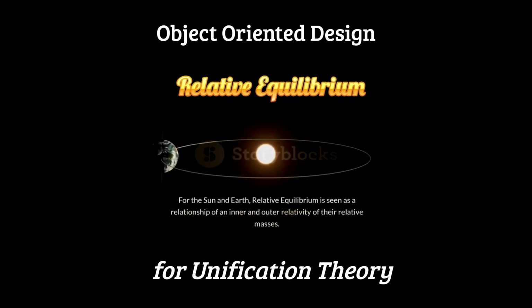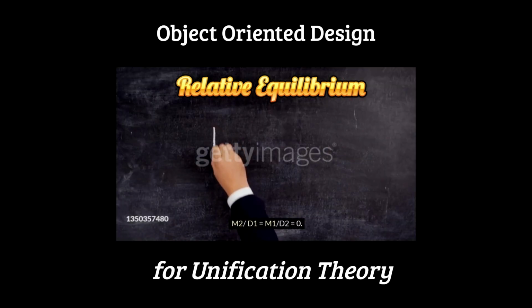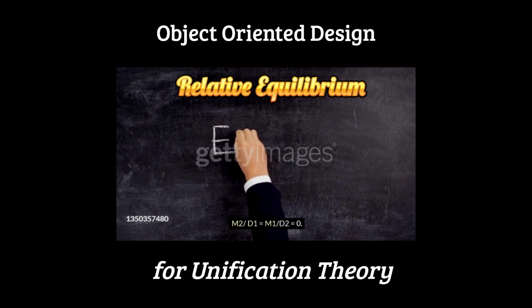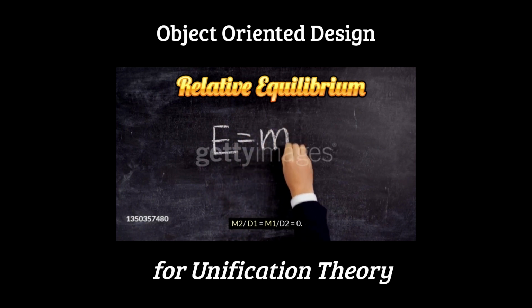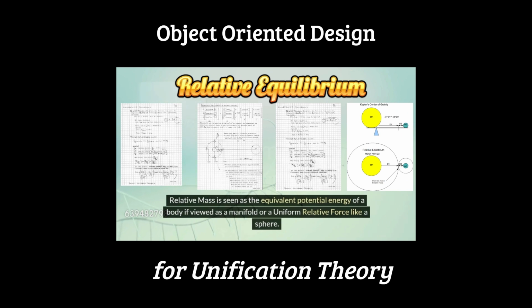For the Sun and Earth, relative equilibrium is seen as a relationship of an inner and outer relativity of their relative masses. They have a shared spatial time that is derived from their covariance of relative forces. m2/d1 equals m1/d2 equals 0. Relative mass is seen as the equivalent potential energy of a body if viewed as a manifold or a uniform relative force like a sphere.